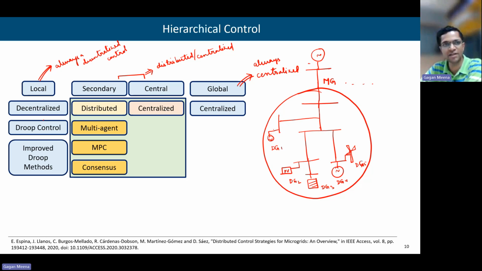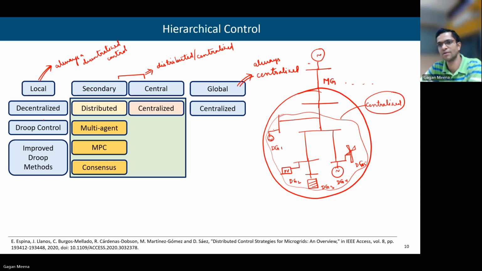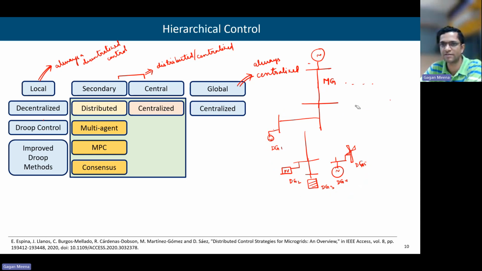So in that case, we need a secondary control. That secondary control, as well as the central control, will control all these distributed generators. Now, these generators can be controlled in a centralized fashion, or in a decentralized, or rather, distributed fashion. And that we will see.